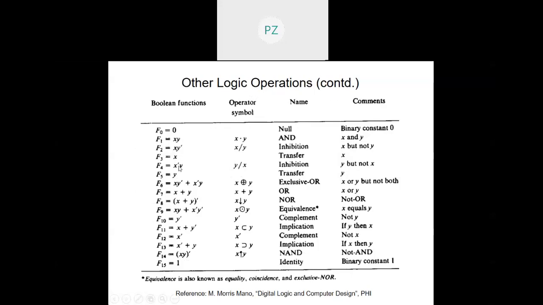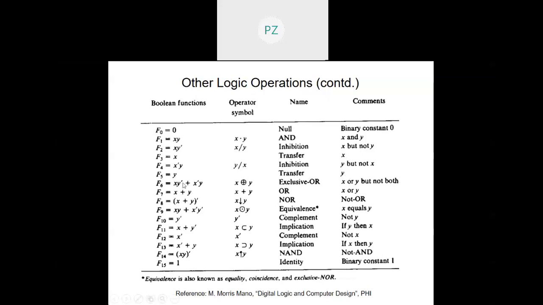F4 is x dash y, for the similar reason, which means y but not x. This is the reverse inhibition, you can say, if you wish. F5 is y, which is transfer y. Over here it was transfer x, over here it is transfer y. Now this is called the exclusive OR function: x or y but not both.